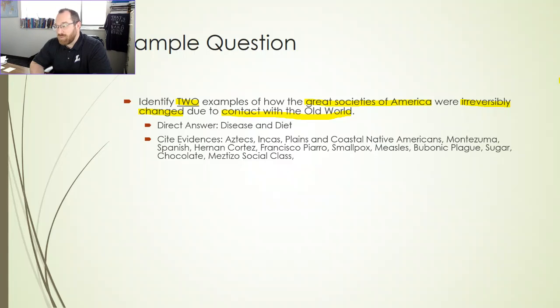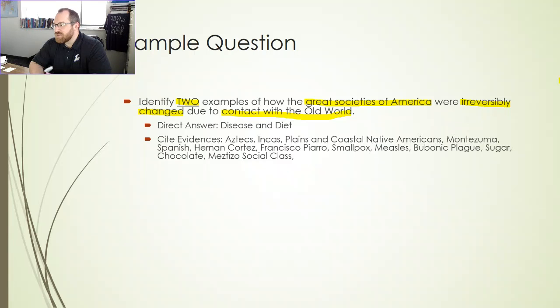Specific people I know about, like Montezuma I know was the leader of the Aztecs. You had the Spanish come over, and you had conquistadors like Hernan Cortez and Francisco Pizarro conquering the empires of the Aztecs and the Incas. And with them, they didn't realize it, but they brought over diseases, specific names of diseases like smallpox and measles. They could have brought over bubonic plague. I don't remember reading about that, but hey, killed a lot of Europeans. Probably would have killed a lot of Native Americans too.